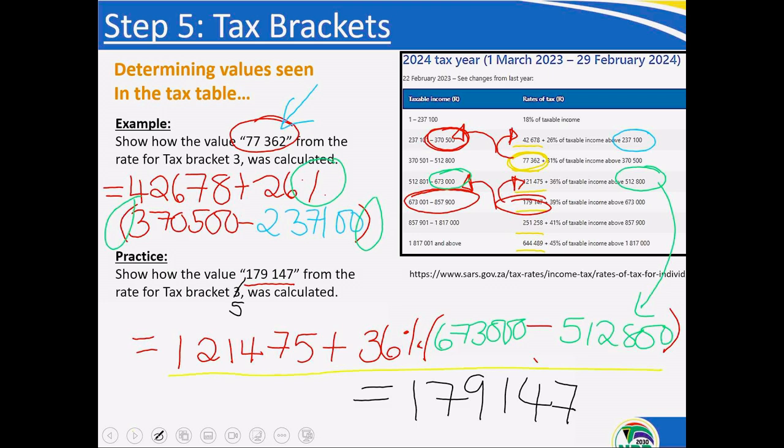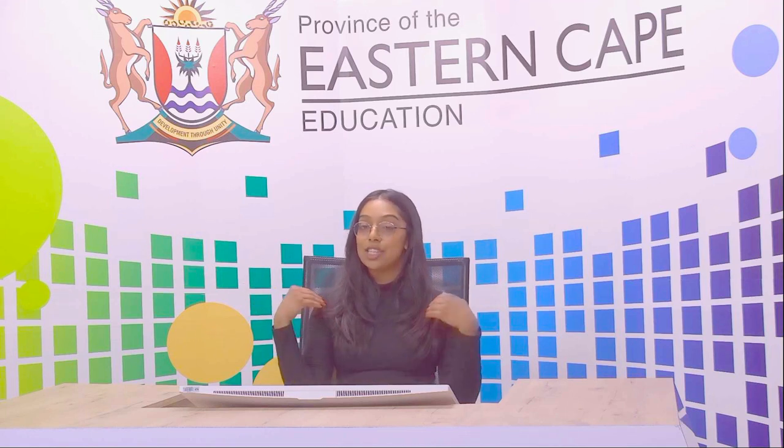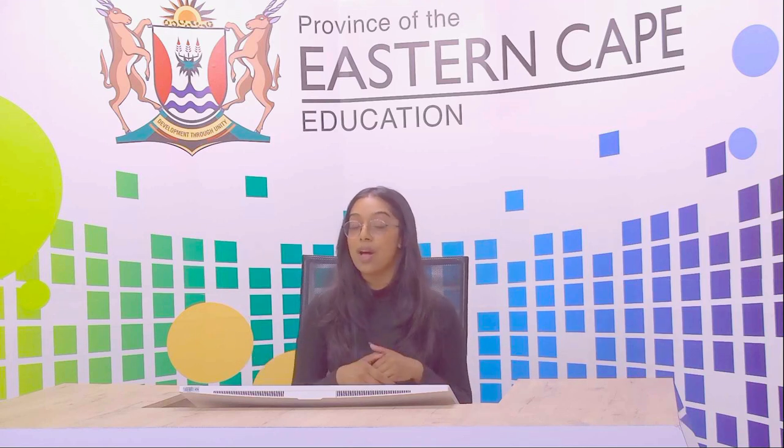Let's carry on. So now we are going to combine the steps. What do I mean by this? We are going to use our knowledge from lesson 1 and lesson 2 to now integrate them into a longer question. Remember, tax questions can be up to 12 marks.